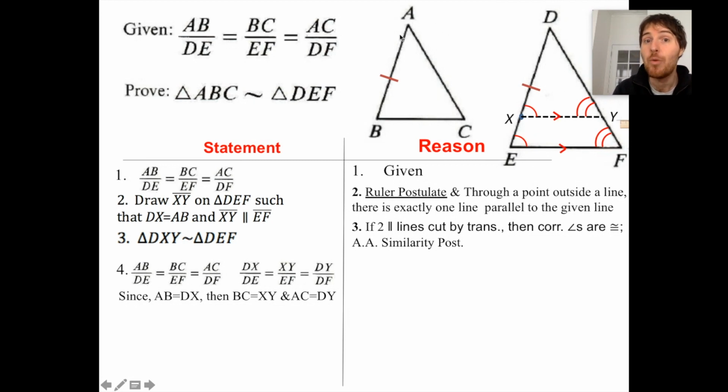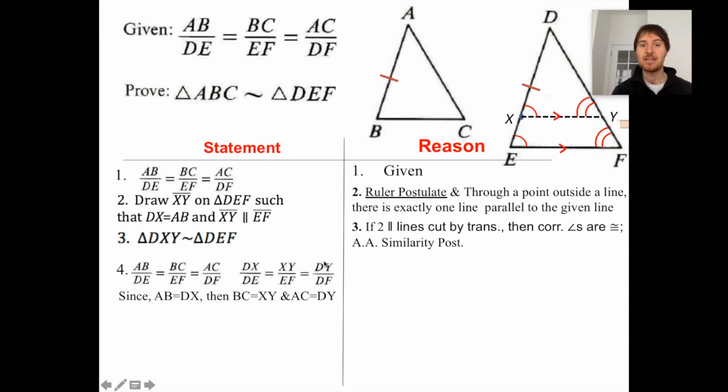And what again do we know about AB and DX? AB equals DX. Check it out here. AB equals DX here. So AB over DE is the same ratio as DX over DE, okay? And that means BC over EF is the same ratio as XY over EF.